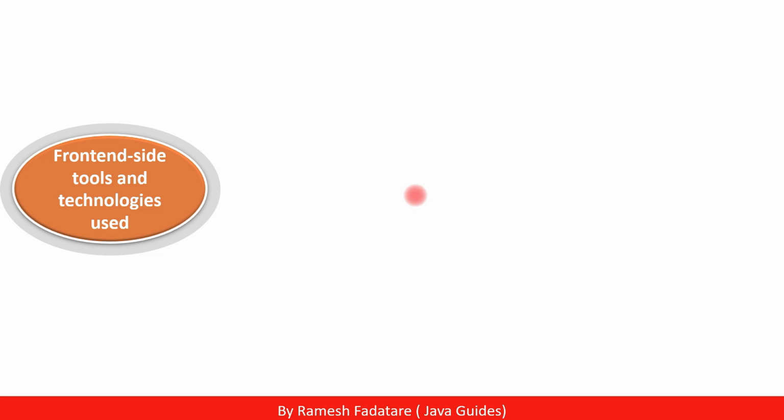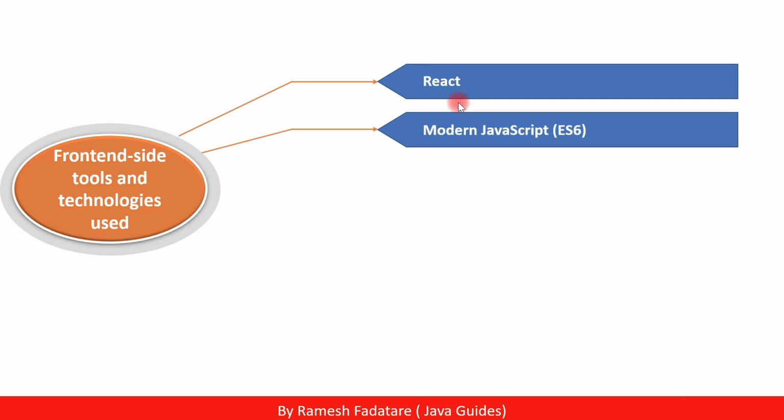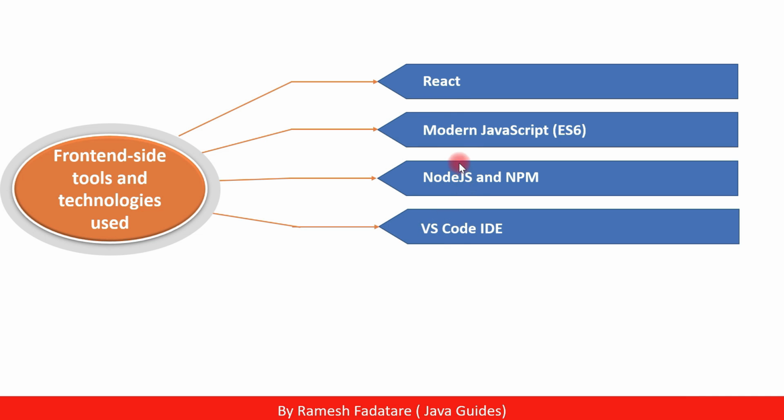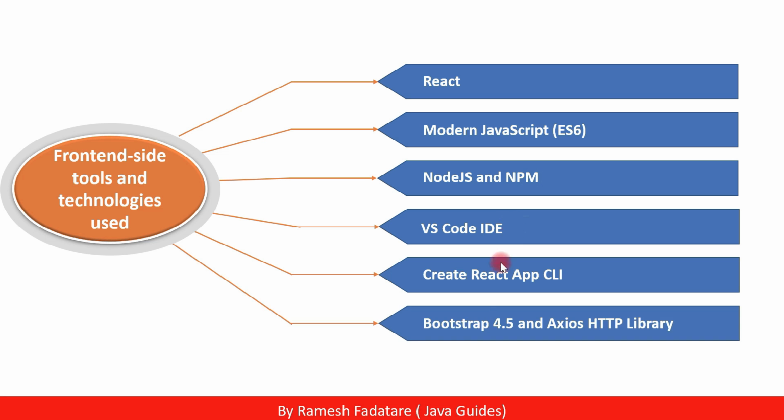Now let's quickly have a look at the tools and technologies that we'll be using at the front end side. We use the React JavaScript library to develop a single page application, and we are going to use modern JavaScript, and Node.js and npm to install and create the project and libraries. We are going to use Visual Studio Code IDE to develop a React application, and the Create React App command line tool to quickly create and run a React application. We are going to use the Bootstrap CSS library to style our web pages, and the Axios HTTP library to make a REST API call.